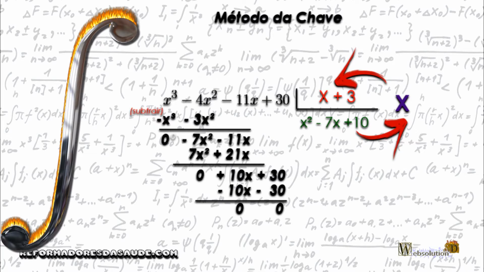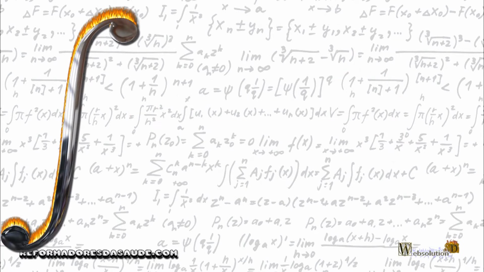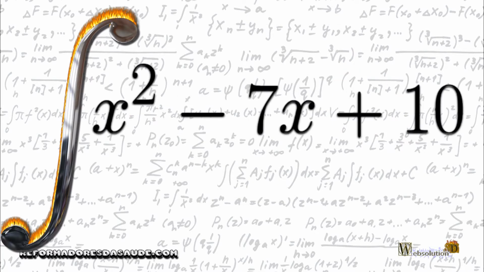In the case of this polynomial that has been zeroed, we can find the polynomial of the second degree, that is x squared minus 7x plus 10, which is also called the quotient. So we find the quotient that is x squared minus 7x plus 10. So the polynomial of degree 2 is x squared minus 7x plus 10. This would be the answer.